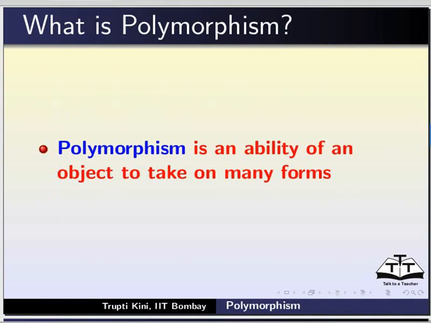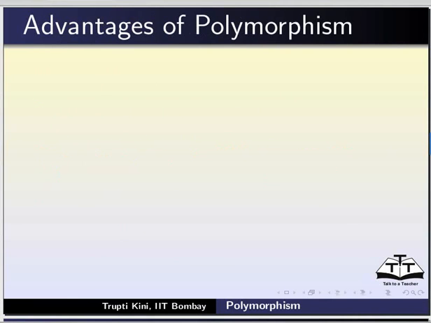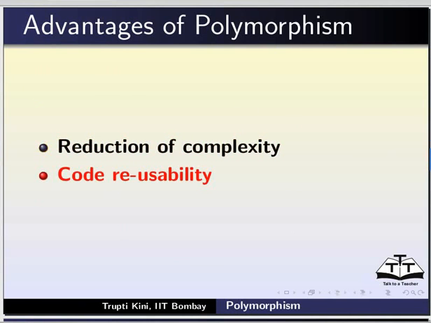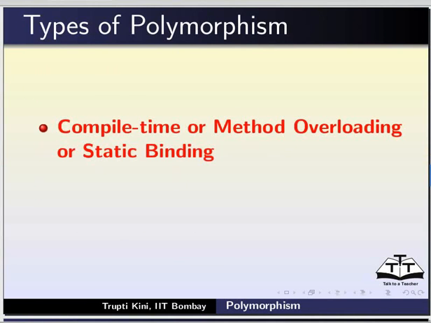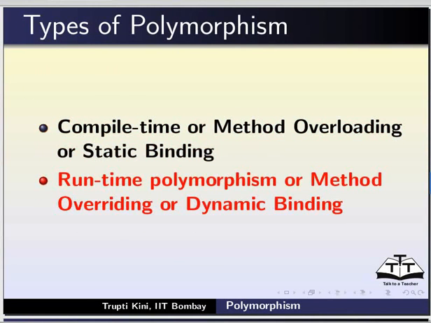Polymorphism is an ability of an object to take on many forms. The major advantages of polymorphism are reduction of complexity and code reusability. In Java, there are two types of polymorphism: compile time and runtime polymorphism. Compile time polymorphism is essentially referred as method overloading. It is also called static binding.